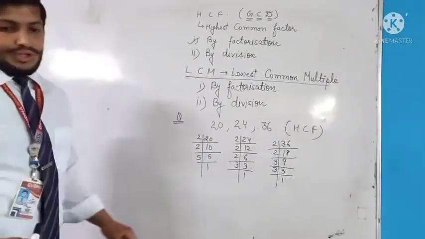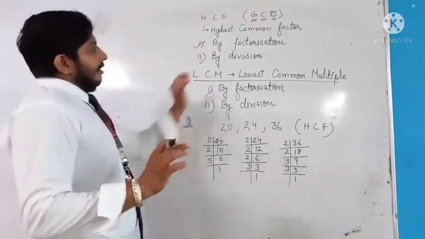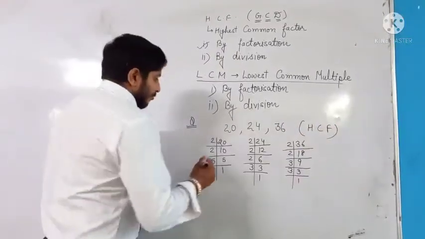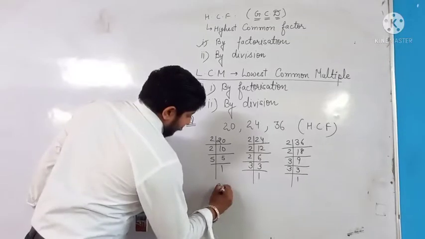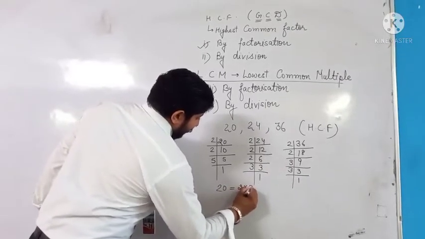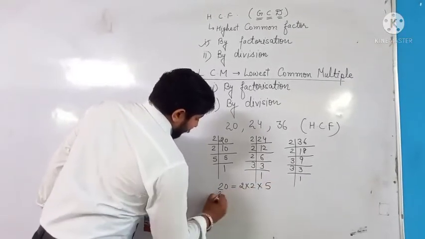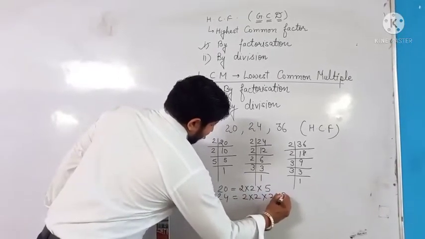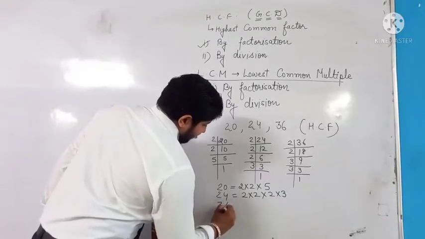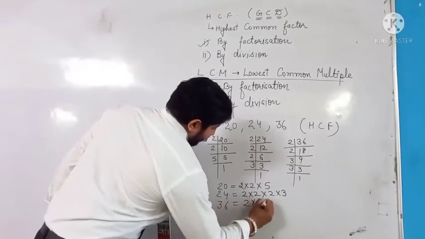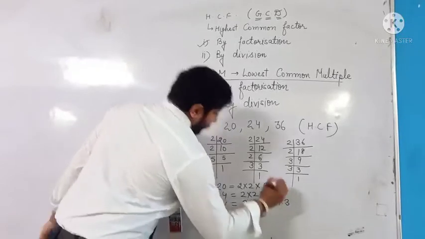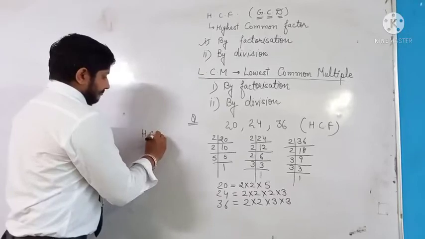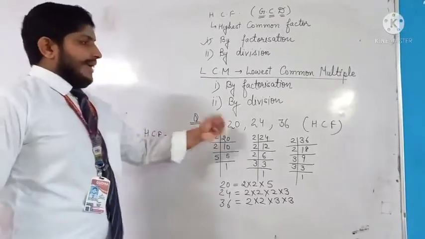Okay, in this question, what is given to be found out? HCF. First we write the factors of 20, beta. Factors of 20: 2 into 2 into 5. Factors of 24: 2 into 2 into 2 into 3. And then factors of 36: 2 into 2 into 3 into 3. Okay? What is your HCF by factorization method?